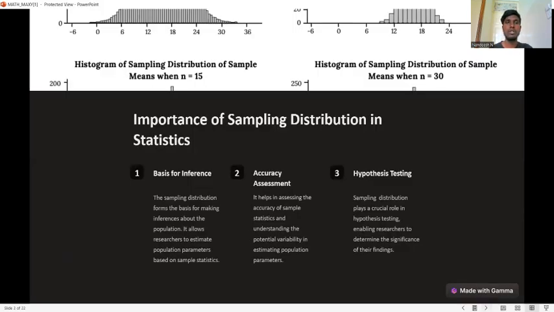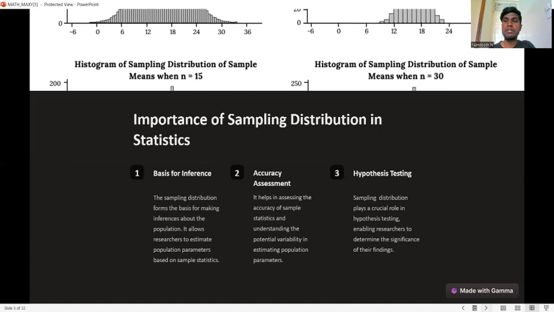Importance of sampling distribution in statistics: basis of inference, accuracy assessment, hypothesis testing. The sampling distribution forms the basis for making inferences about the population. It allows researchers to estimate population parameters based on sample statistics. For accuracy assessment, it helps in assessing the accuracy of sample statistics and understanding the potential variability in estimating the population.